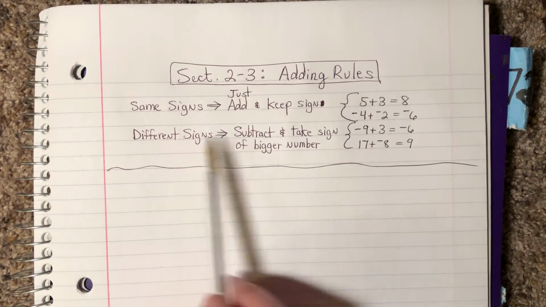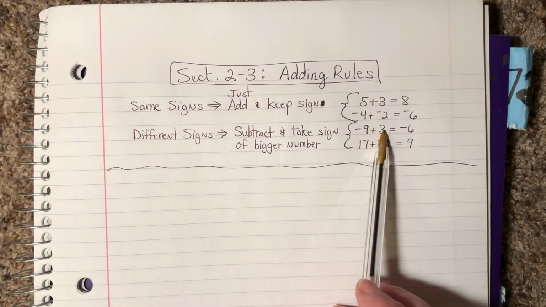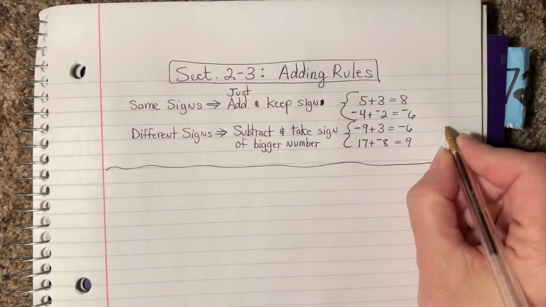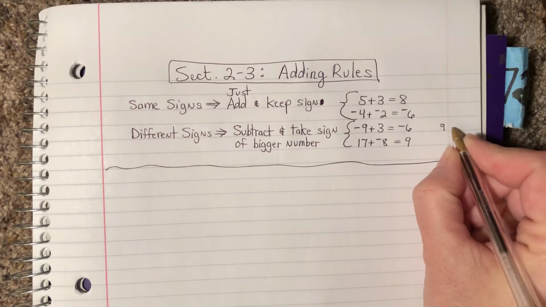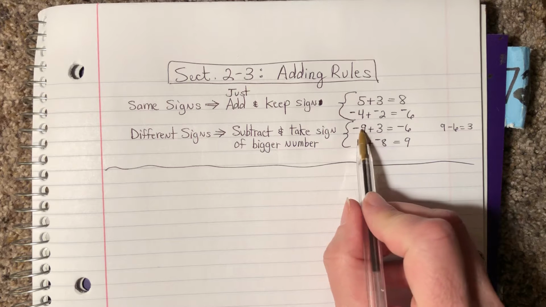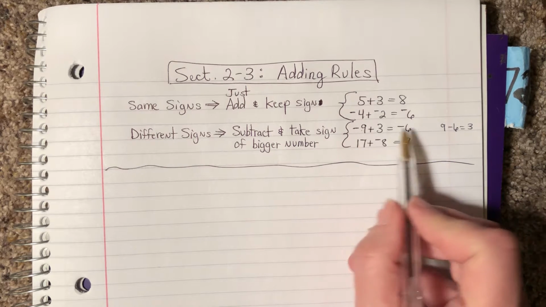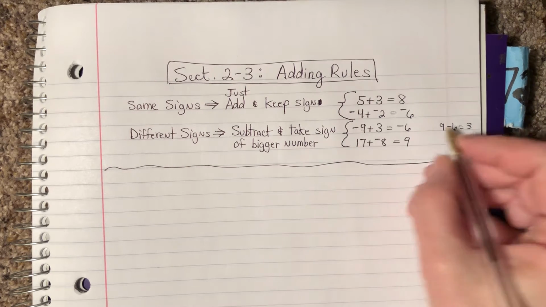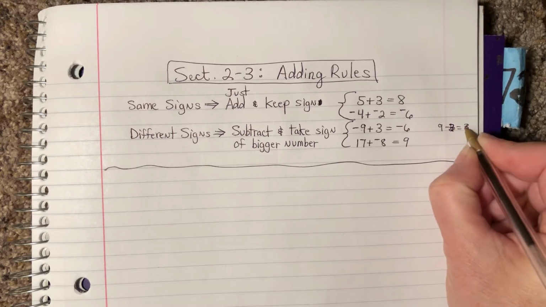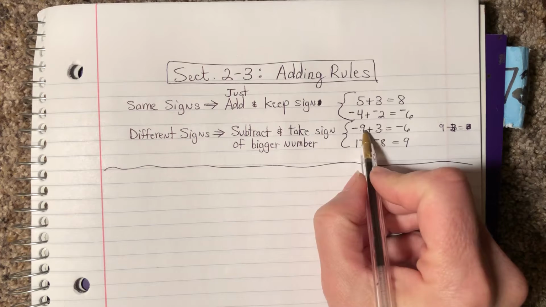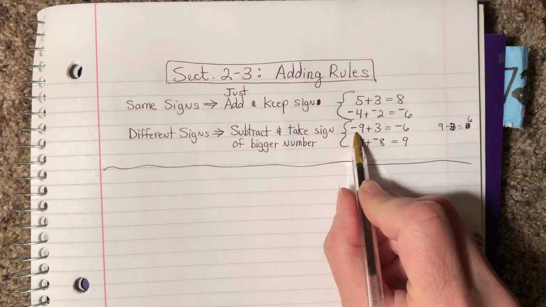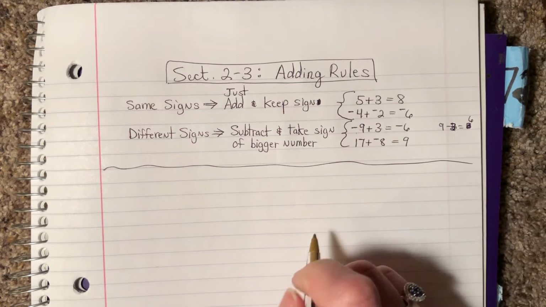Now, when you're adding and the signs are different, like -9 and 3, you actually subtract the numbers. You're going to ignore the sign and subtract the number, so 9 minus 3 is 6. Then you take the sign of the bigger number, which is negative, so it's -6.